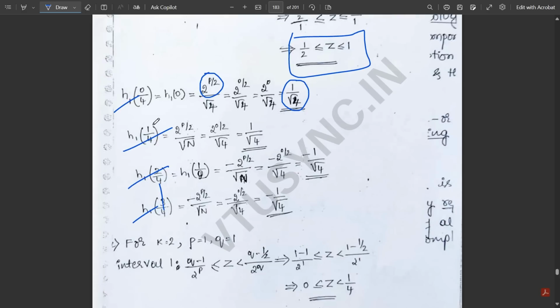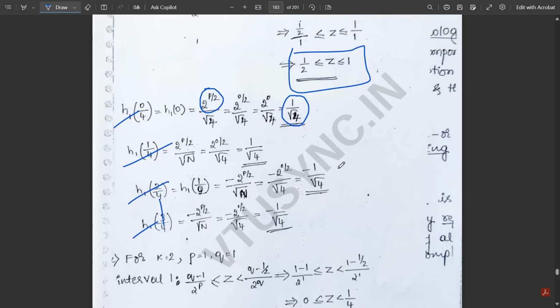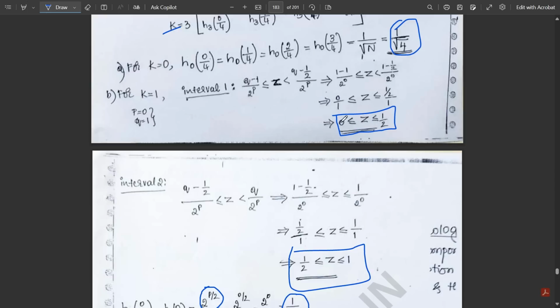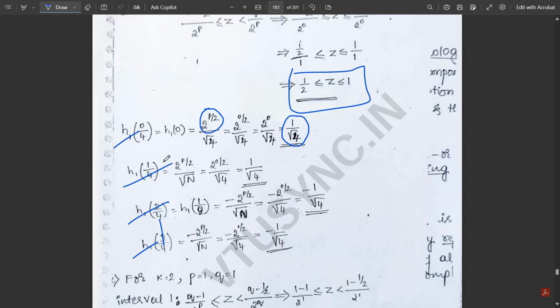Next, for h1 of 1 by 4, again this is the value of z, 1 by 4, and again it satisfies this interval only, because in this interval z is between 0 and 1 by 2. So that's why you should again take the value as 2 to the power p by 2. Do this necessary simplification by substituting the value of p, and again we got the answer as 1 by root 4. Again for h1 of 2 by 4, if you simplify this 2 by 4, it would be 1 by 2.